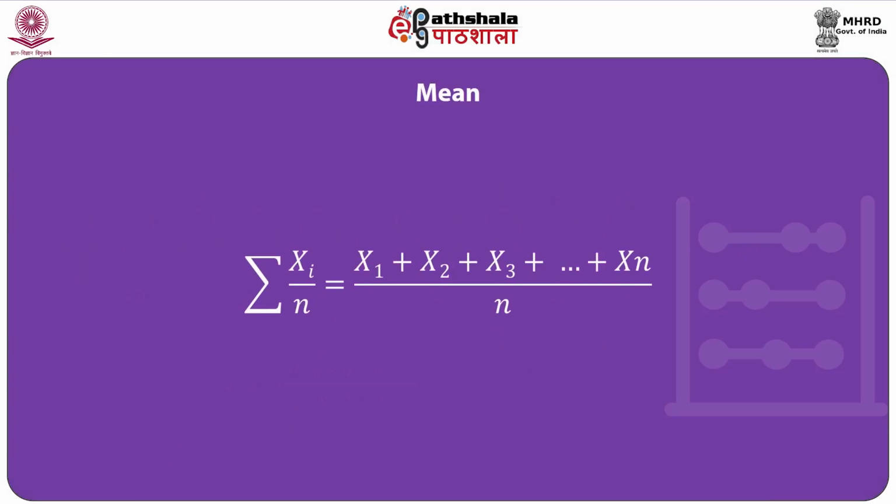For computing the mean, the computational formula is as given below. Mean, usually denoted as x bar, is equal to summation of xi divided by n, which is equal to x1 plus x2 plus x3 plus and so on up to xn divided by n, where x bar is the symbol used for mean, sigma is the symbol for summation, xi is the value of the ith item of x, i goes from 1 to n, and n is the total number of items.